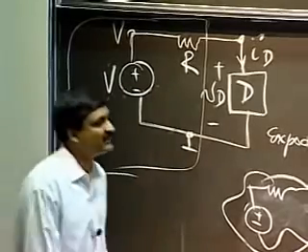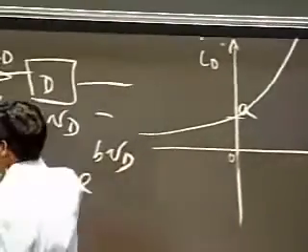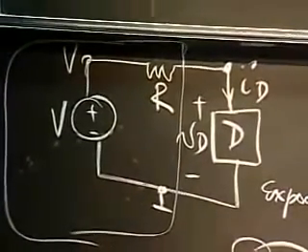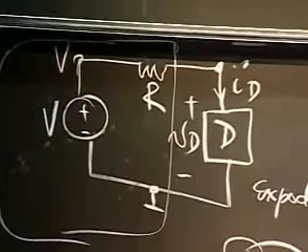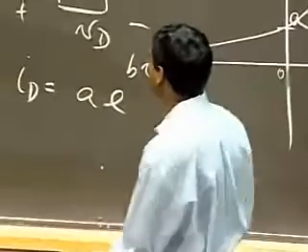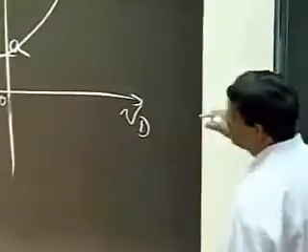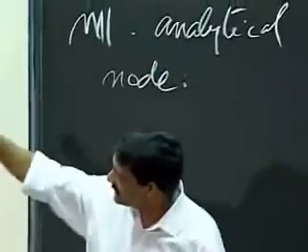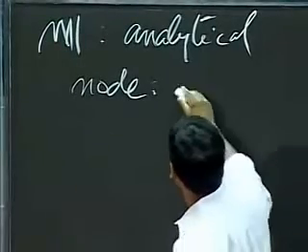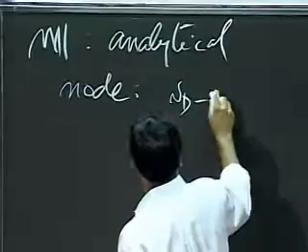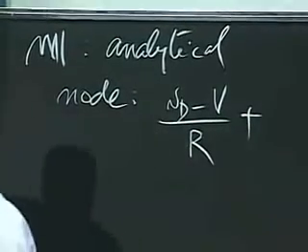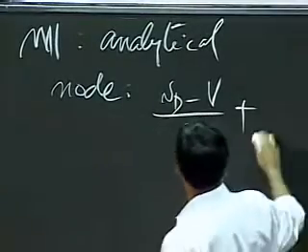Let me go ahead and analyze this using the node method. The node method says, for each of the nodes in the circuit whose voltage is not known, go ahead and write down KCL, implicitly applying the element relationships to replace the current values with the voltage values. Let's start with the current going in that direction. The current going from the V_D node through resistor R is (V_D minus V) divided by R. That's the current going that way. And the current going down is I_D.